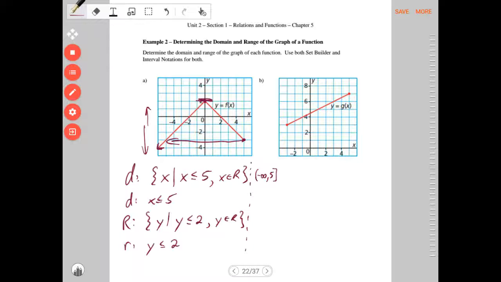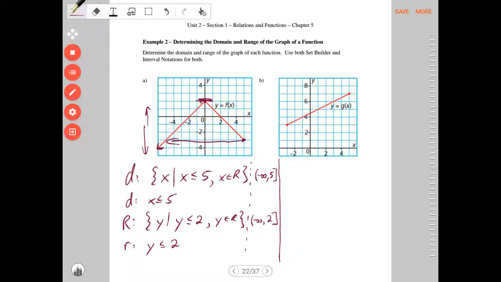Okay, for the range, again, we go all the way down to negative infinity and all the way up to positive 2. We can equal positive 2, so square bracket. Awesome. So that's A. So let's try B.